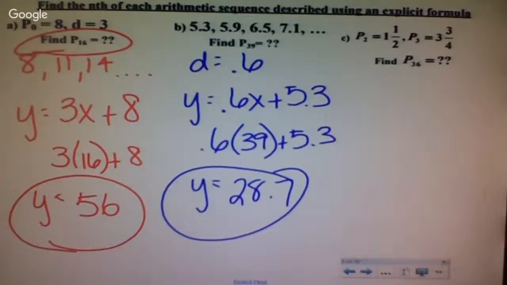My suggestion to you is to change those both to decimals before you even mess with them. What's 1.5 as a decimal? 1.5. And 3 3/4 is 3.75. It's easier to see the pattern if it's as a decimal instead of as the fractions.